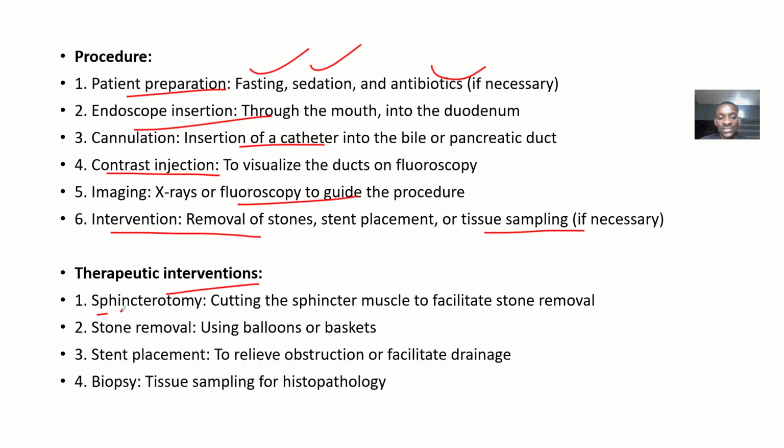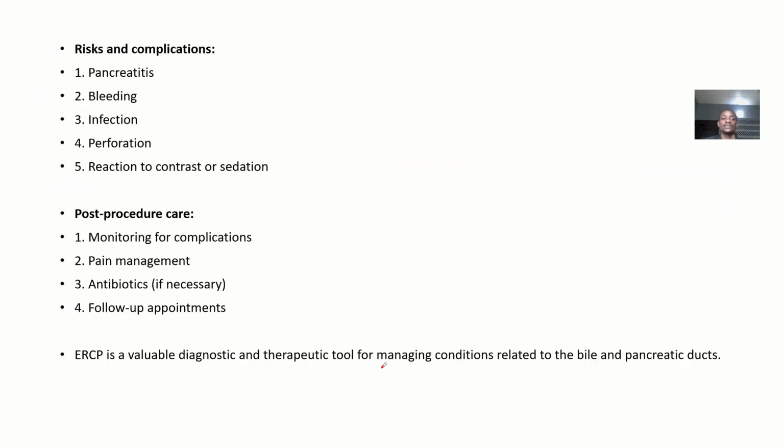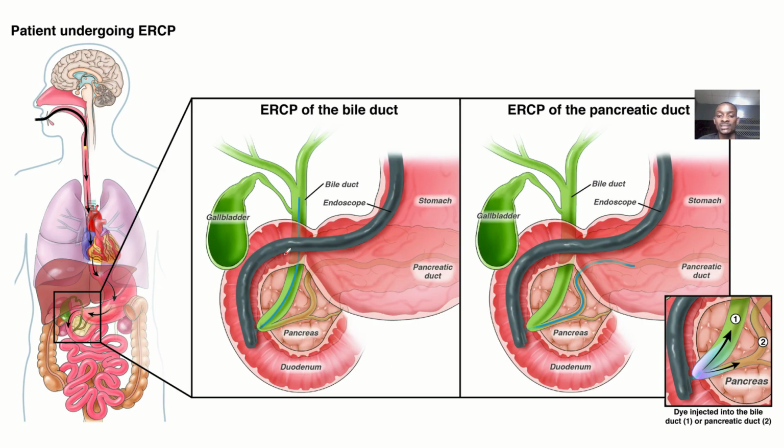Alright, then therapeutic interventions. Now you want to do a sphincterotomy. That's cutting the sphincter muscles to facilitate stone removal. Then stone removal, that's using balloons or baskets. Alright, stent placement, just to relieve obstruction or facilitate drainage. Alright, biopsy, you want to take out some tissues to send to the lab to actually know the condition. So you take out some tissues for histopathology.